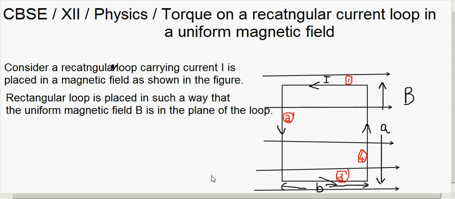So in our force equation, F is equal to BIL sine theta. The theta, the angle between the magnetic field and the length of the loop, that is the current carrying side, will be 0. Sine 0 is 0, because it is F equal to BIL sine theta, and hence the force is 0. Because the sides are parallel to the magnetic field, the force becomes 0.